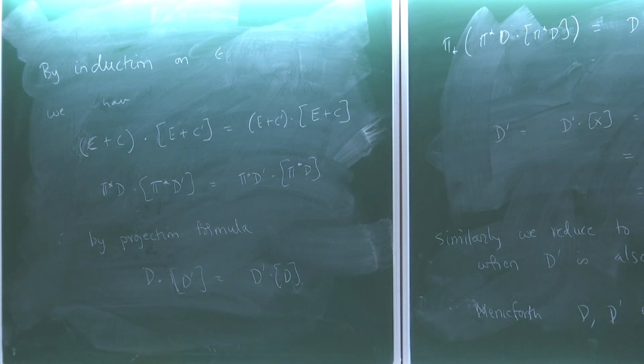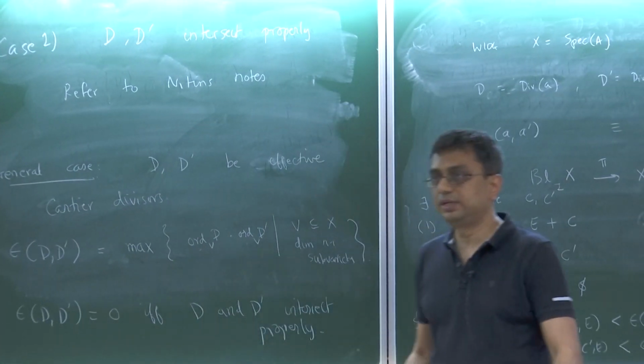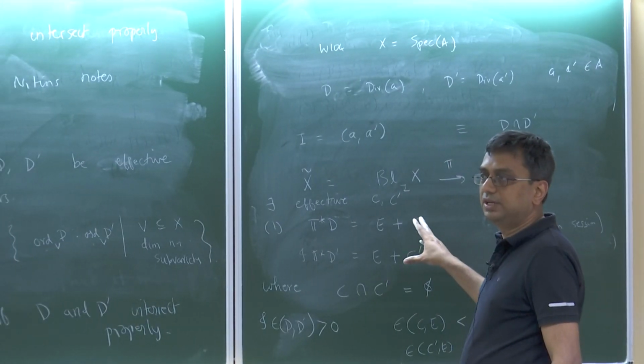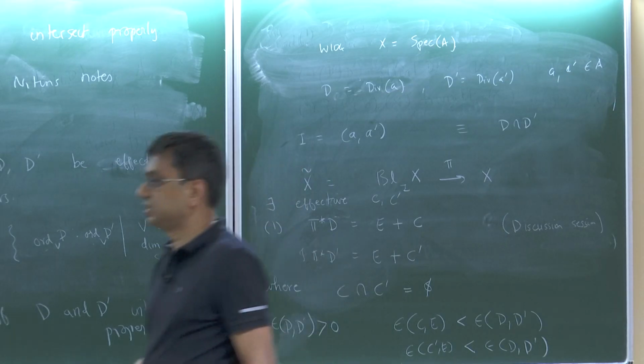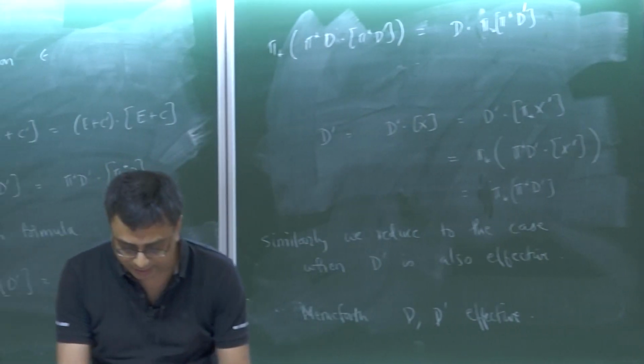There are two missing steps. One is that commutative algebra step, which is left to you to refer to the notes, and the other is this calculation on the blow up, which we will discuss in the discussion session. So this finishes the proof of commutativity modulo that.